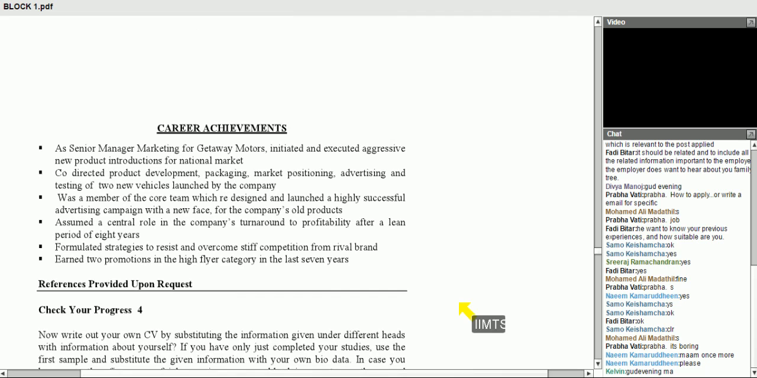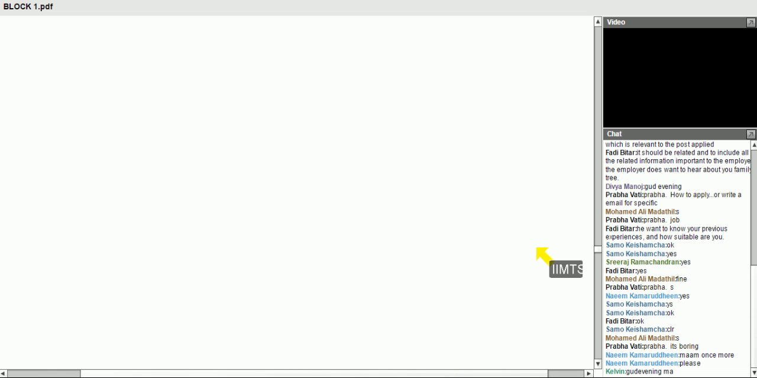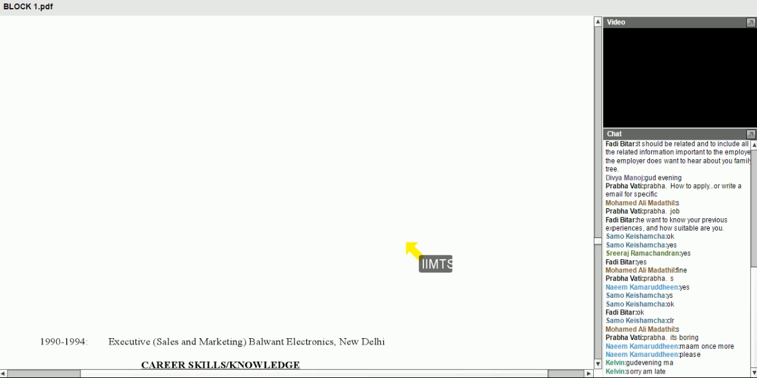Kelvin, see, the format for the resume of an experienced candidate would be different as compared to the format which is being followed by the fresher. So I have read the CV of an experienced person. When you are making the CV of an experienced person, if you want to apply for a job somewhere else, then you have to follow this format. Okay, it would be different.